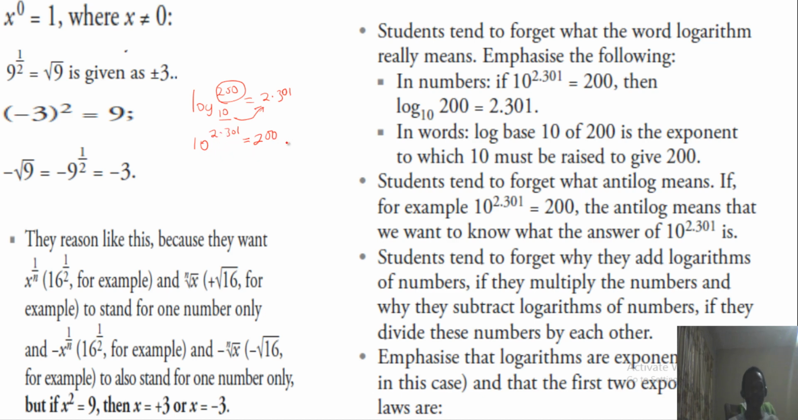By taking the antilog of 2.301. And in words, log base 10 of 200 is the exponent to which 10 must be raised to give 200, which is the number. Therefore, you need to understand. And basically, what we're saying here is a very simple thing.